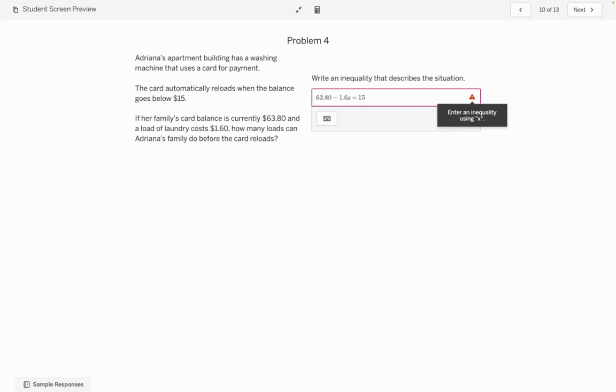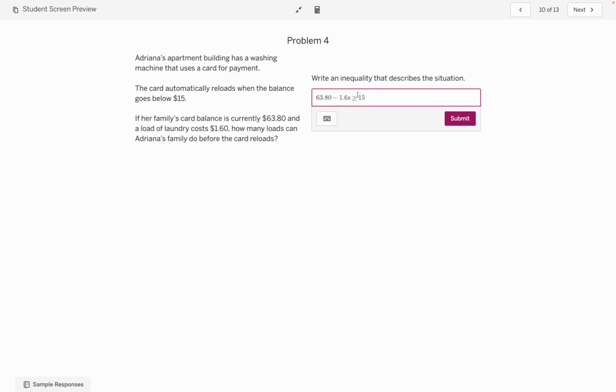And it says here that the card automatically reloads when the balance goes below 15. It says, how many loads can Adriana's family do before the card reloads? So essentially, you would think it would be less than or equal to, because you'd say they can't go below, or it'll trigger once it goes below. But in actuality, it's going to be greater than or equal to. The reason is that you try to find the point where this side stays above 15. We're asking, how low can we go before we get there?